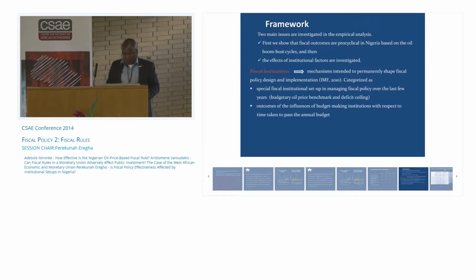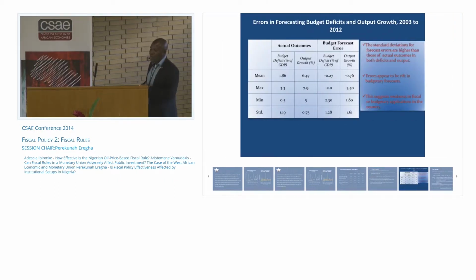Then he tried to look at actual outcomes and, at the same time, budget forecast error. He took the standard error of these variables and discovered that the standard error for forecast error is higher than that of actual outcomes in both the deficit and output. Basically, the explanation is that errors appear to be common in the budgetary forecast, and this suggests weakness in the country's fiscal or budgetary applications.